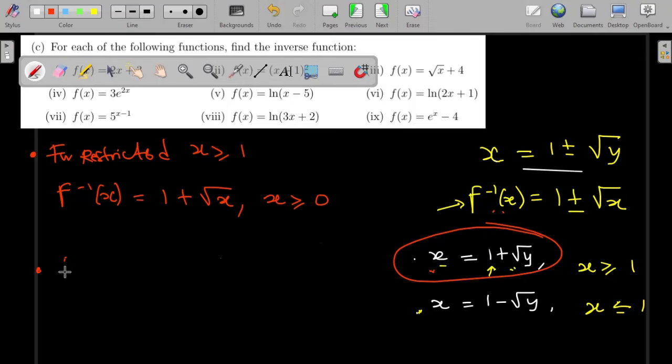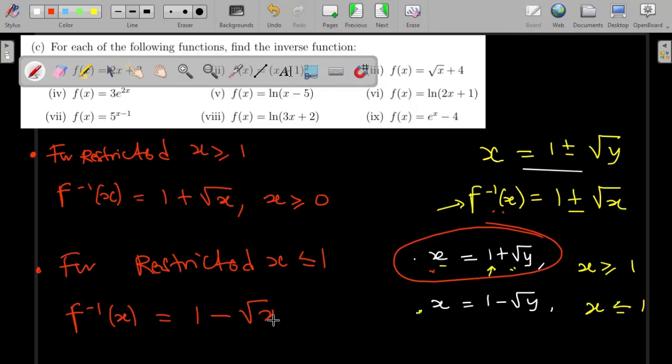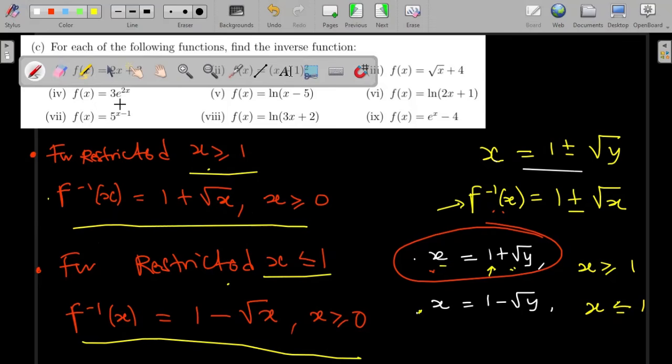And then for the other part, what would be the inverse? For the restricted x less than or equal to 1, it means our function f inverse of x will be 1 minus what? Root of x. So the domain for this function, which is the inverse, doesn't change. It will still be x greater than or equal to 0. But this one will only be working if we restrict our domain for the original function to be x less than what? Less than or equal to 1. And then for x greater than or equal to 1, it will be this. So we have two inverses. If we restrict the domain to be this, this will be our inverse. If we restrict the domain to be this, this will be our inverse. Okay, so we are done with that one.